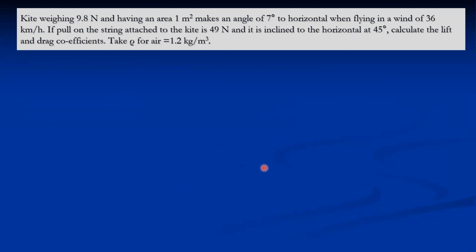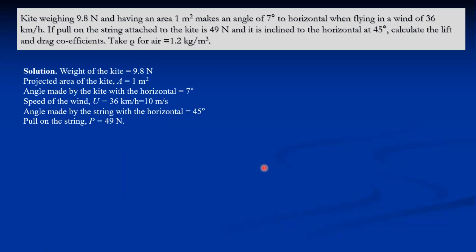kite weighing 9.8 Newton and having an area of 1 meter square, makes an angle of 7 degree to the horizontal when flying in a wind of 36 kilometer per hour. If the pull on the string attached to the kite is 49 Newton, that is the tension, and it is inclined to the horizontal at 45 degree, calculate the lift and drag coefficients. The density of the air is given, that is 1.2 kg per meter cube. The weight of the kite is given, that is 9.8 Newton.